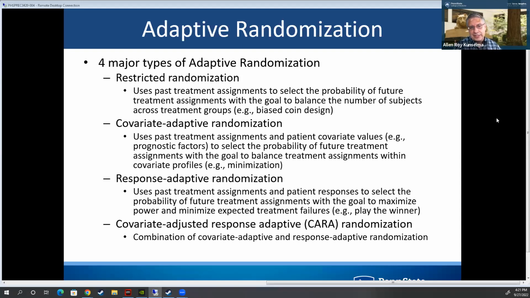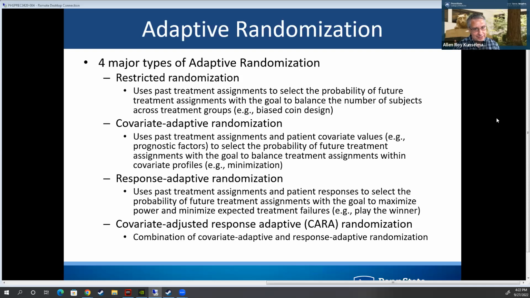The next is just a twist on that: covariate adaptive randomization. This uses past treatment assignments and patient covariate values, your prognostic factors, to select the probability of future treatment assignments, with the goal to balance both the treatment assignments and these covariates. You may have heard the term minimization. I don't know if it's still the case because I really don't do much cancer research, but in the 80s and 90s, minimization was the go-to type of randomization used in many, many cancer trials. This is the method that I mentioned before. If you have a lot of strata that you're trying to balance for, using adaptive randomization with this covariate adaptive method, minimization, is what you want to use.